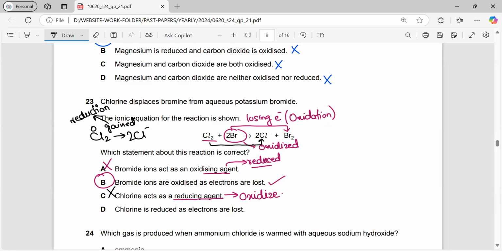Chlorine is reduced as electrons are lost. Yes, chlorine is reduced, but electrons are not lost, electrons are gained. Half the statement is correct, half is wrong. So this option is wrong. The option B is correct.